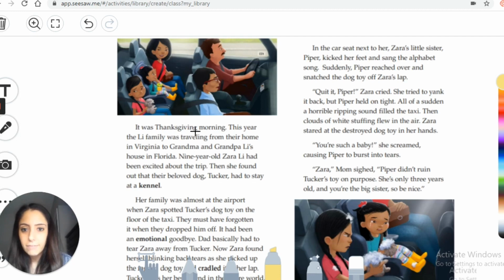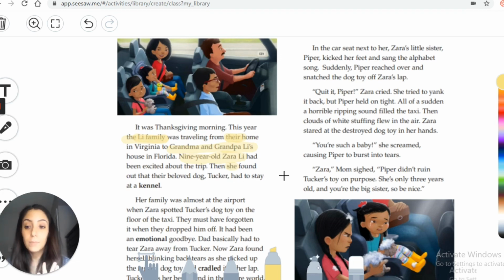So it was Thanksgiving morning. This year, the Lee family, that's a name, was traveling from their home in Virginia to Grandma and Grandpa Lee's house in Florida. So there's some more names. 9-year-old Zara Lee. So think about, if they're saying 9-year-old Zara Lee, is she the one telling us the story? Had been excited about the trip. Then she found out that their beloved dog Tucker had to stay at a kennel.